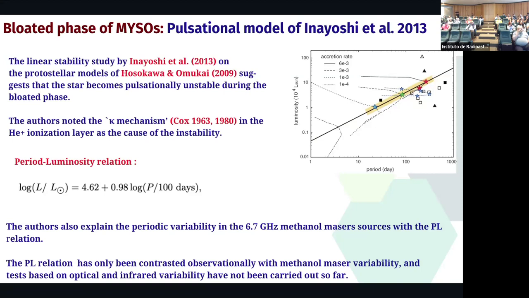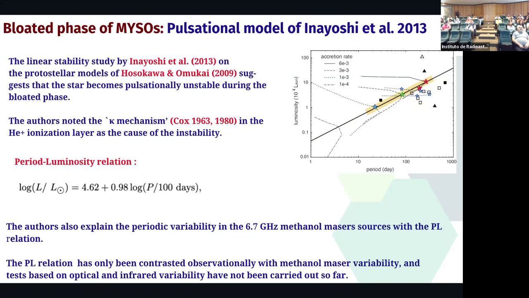They invoke the argument that the maser sources are radiatively pumped by the protostar, and any variability in the protostar itself could cause variability in the maser sources. And we know that 6.7 gigahertz methanol maser sources are associated with the initial evolution of massive stars, and they explain the periodic variability found in those sources with this PL relation. So in this diagram, the boxes and the triangles are the maser sources, and you can see that the PL relation fits quite well with the variability found in the maser sources.